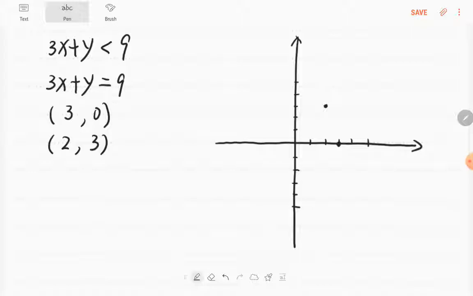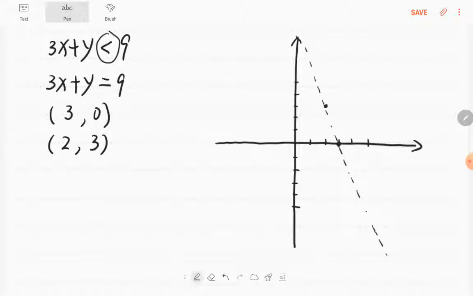Then we connect these 2 points. Because this inequality is less than, this line should be a dashed line. That means for this inequality, this boundary is not included, right? So let's use the dashed line. So this is the boundary of this inequality.